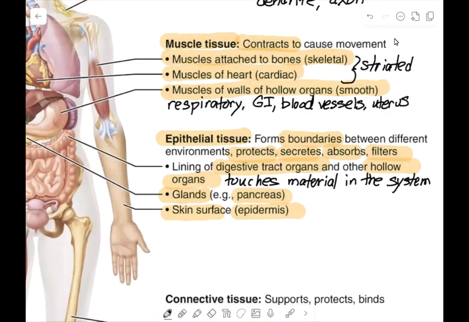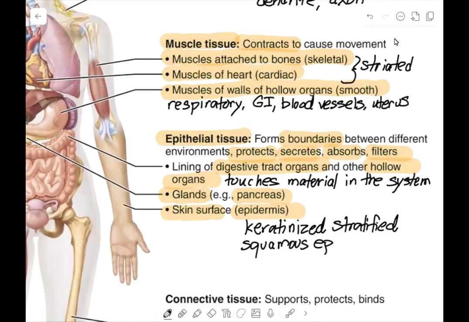keratinized, not non-keratinized. So keratinized essentially means that it has a tough, fibrous protein in it for protection. So it's keratinized, stratified, which means that it has many layers, and the cells look squashed, so it's squamous, and then, of course, epithelium. There's another type of stratified squamous epithelium, which is non-keratinized, but it's found inside the body.